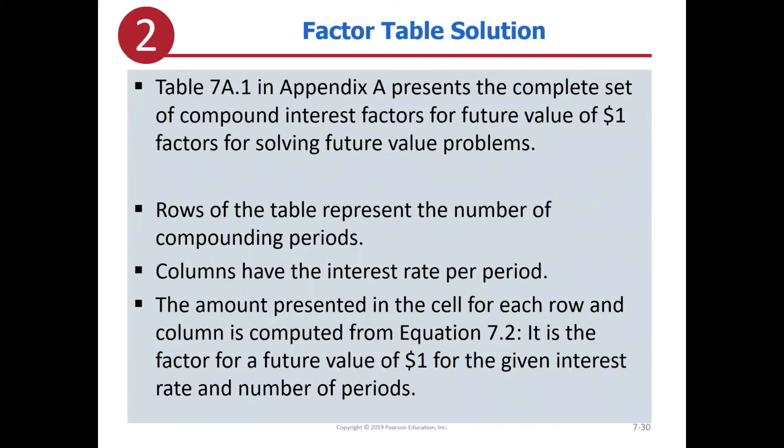Table 7A.1 in Appendix A presents the complete set of compound interest factors for future value of $1 factors for solving future value problems. Rows of the table represent the number of compounding periods. Columns have the interest rate per period. The amount presented in the cell for each row and column is computed from equation 7.2. It is the factor for a future value of $1 for the given interest rate and number of periods.